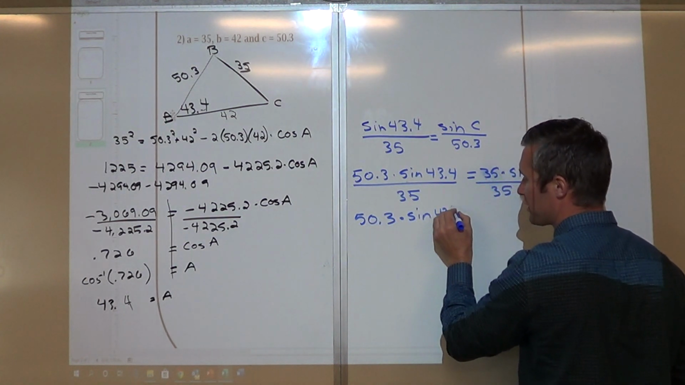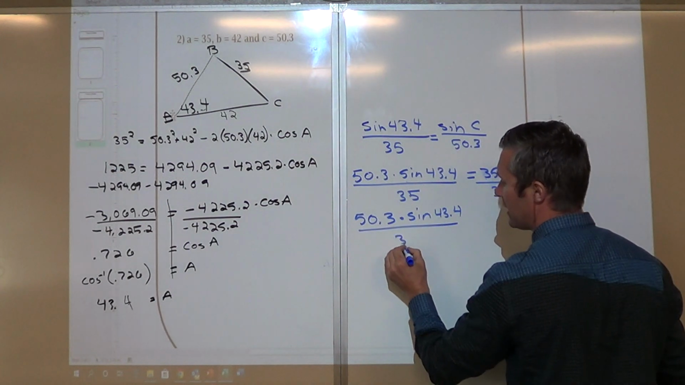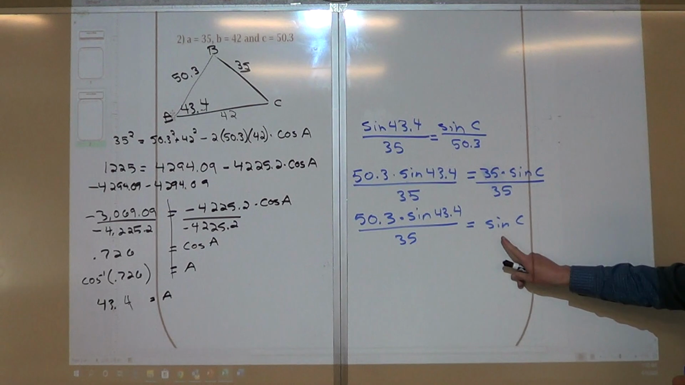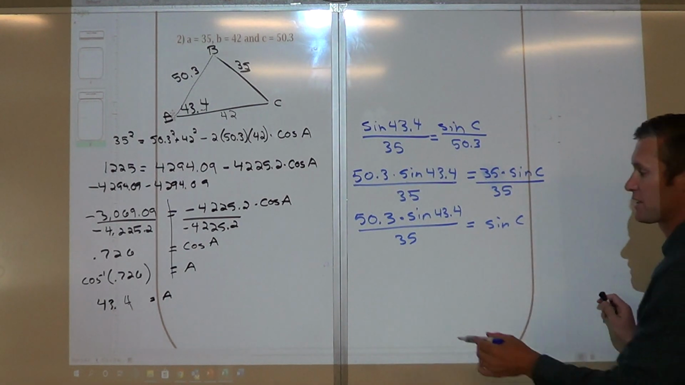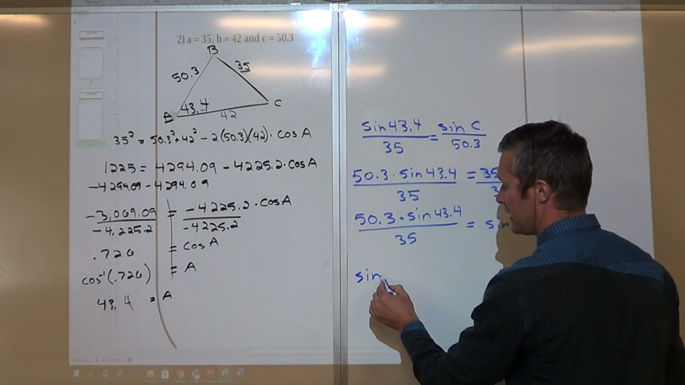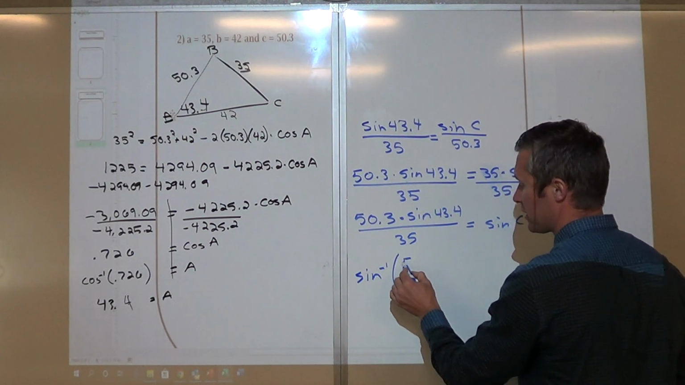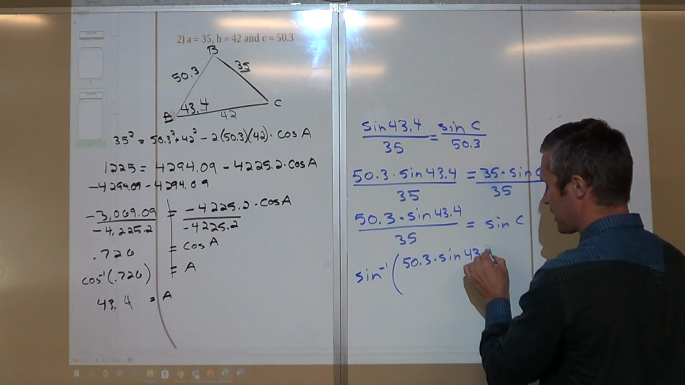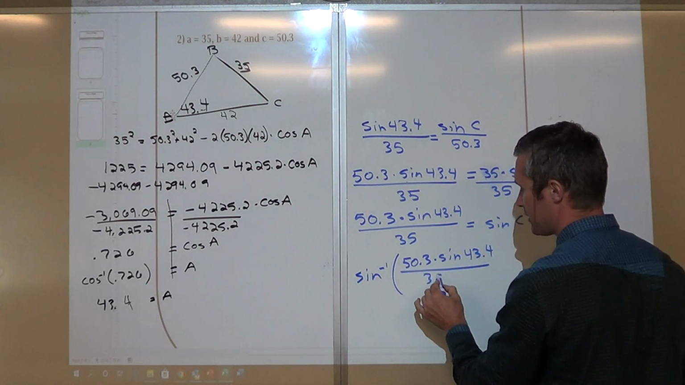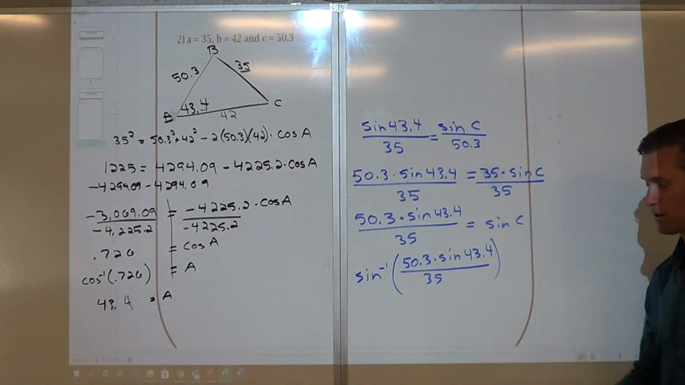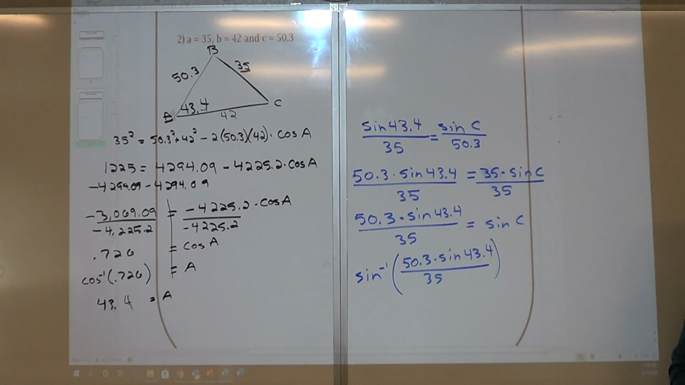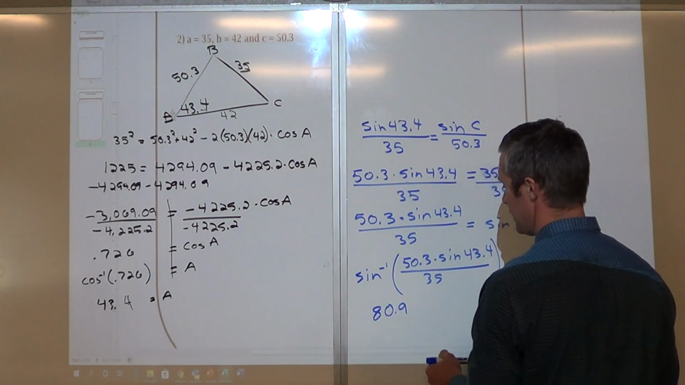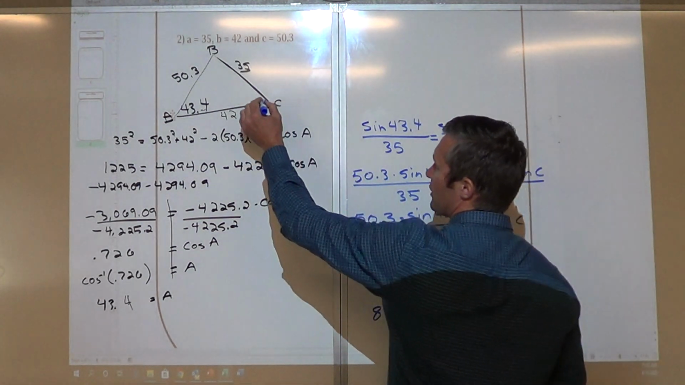Again, you could do this computation right now. I wait to the end. If I take the sine of a variable, I have to do the sine inverse. So I just do sine inverse, and then I plug this all into my calculator at once. That way I don't have to worry about the rounding issues that come up at times. So this is equal to 80.9. And so this is angle C. So 80.9.